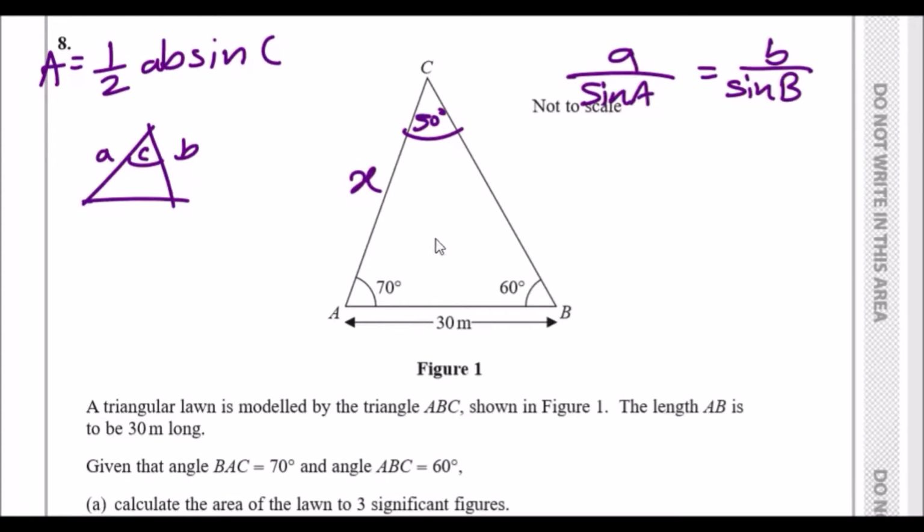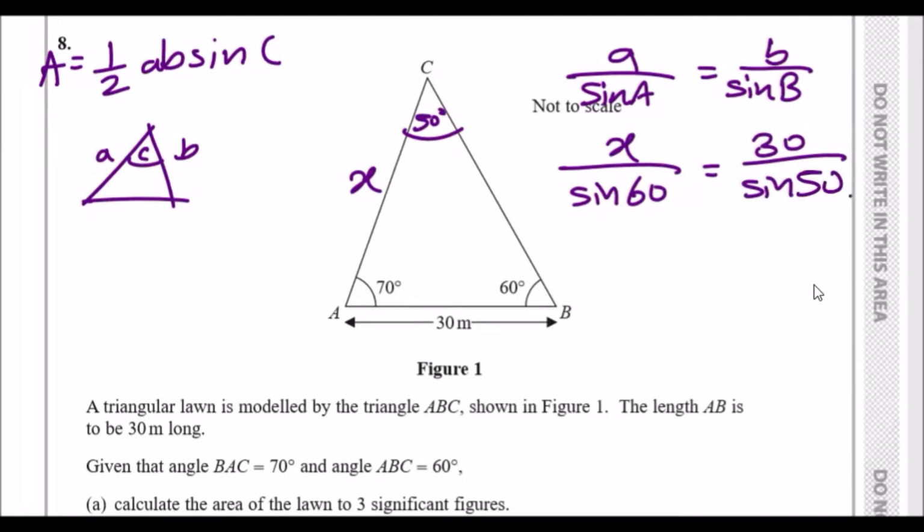So let's use it then. Let's use x and sine 60 because they're opposite. So we get x over sine 60 must be equal to another pair: 30 over sine 50. Easy stuff. And then just solve for x. So just times sine 60 across, so you've got 30 over sine 50 times sine 60. Oh yeah, be very careful: make sure your calculator is in degrees mode. So always in degrees mode.